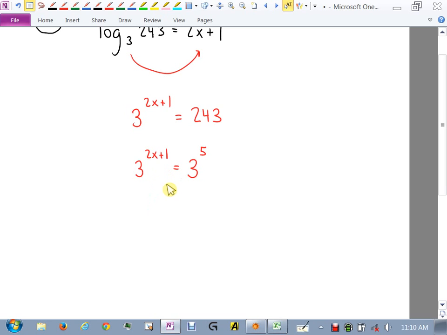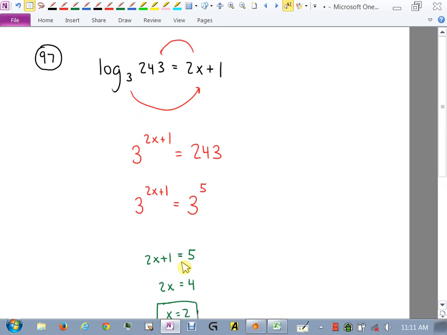So what do we do here once we've established that? Set the exponents equal to each other. And now that's just a linear equation. So subtract 1 on both sides and divide by 2. So your solution is 2.